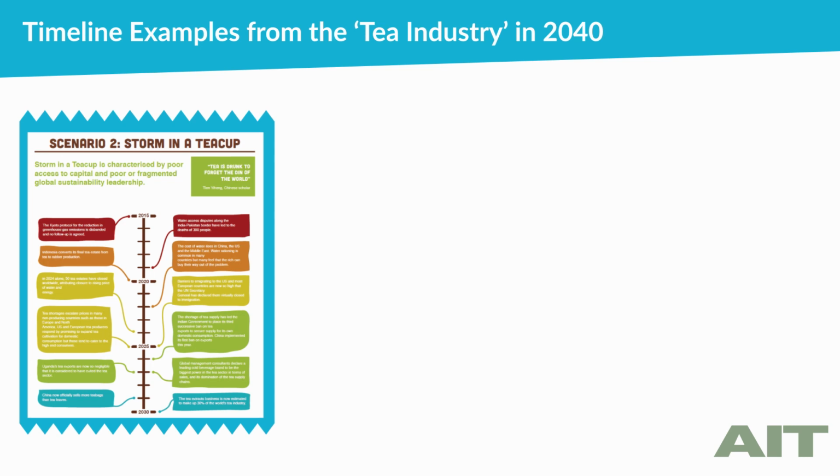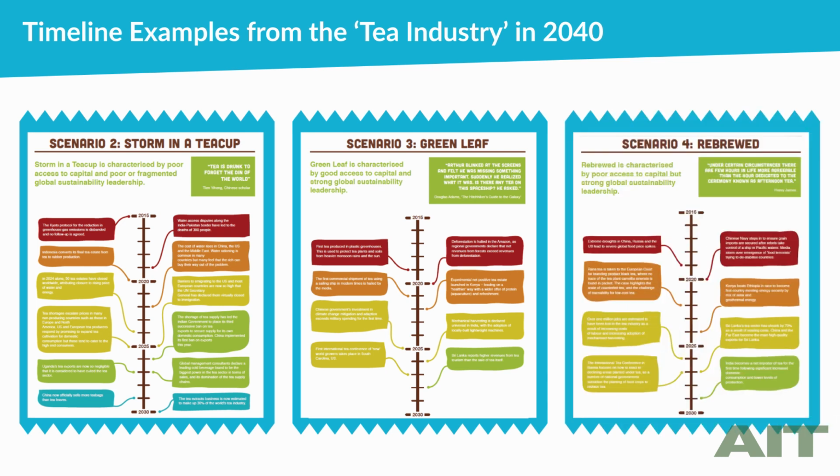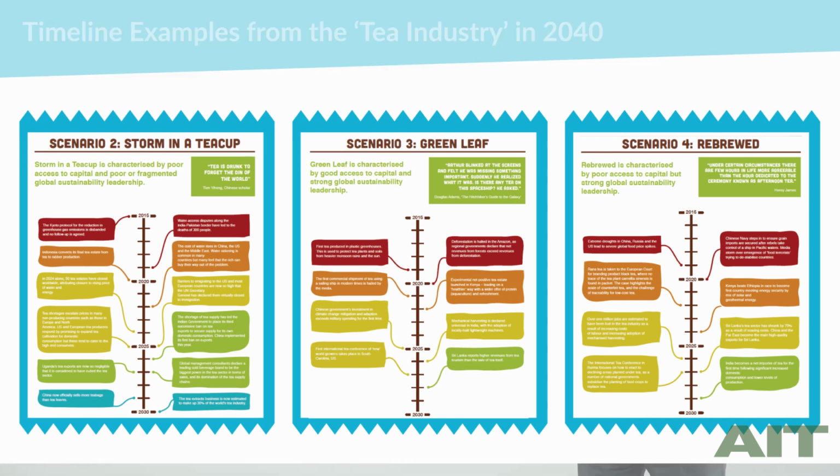So this is a scenario of the world, and they call the title of that world Storm in the Teacup, and they go, again, 2015 until 2030 of events that they think are likely based on their understanding of if those variables actually happen. Scenario 2, scenario 3 is called Greenleaf, scenario 4 is called Rebrood. You notice how each of these titles has a link to the tea industry to make it more appealing to people to understand the way that things could change. Okay? So this is called the timeline example.